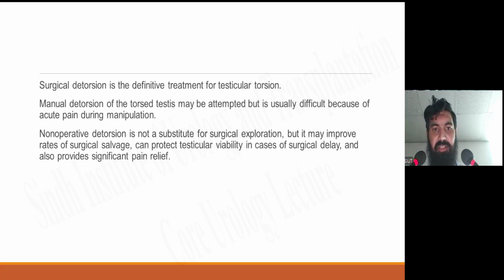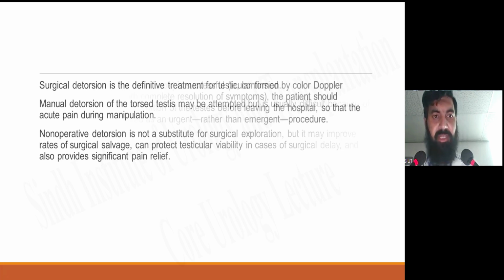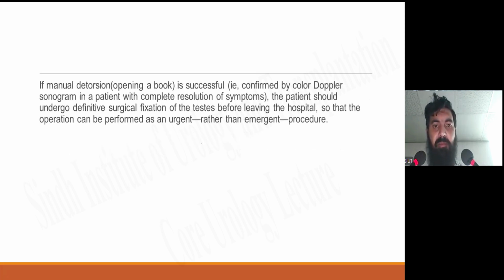Manual detorsion of the testis may be attempted, but it is usually difficult because of acute pain during manipulation. Non-operative detorsion is not a substitute for surgical exploration, but it may improve the rates of surgical salvage, protect testicular viability in cases of surgical delay, and also provide significant pain relief. Manual detorsion, like opening a book, is successful if confirmed by color Doppler sonogram.